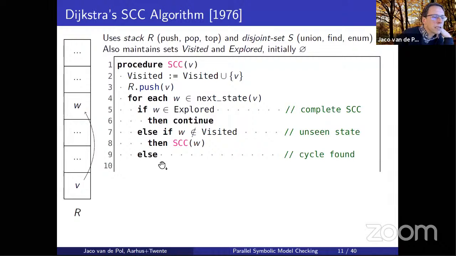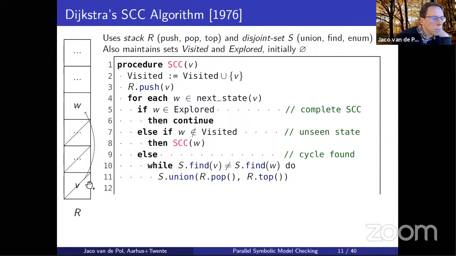And the third case is all the other stuff. So in the third case, we have a state that we have seen before, but it's not yet completed. But then it must be on the stack. So then this picture applies. So the successor W must be on the stack. So actually we found a cycle here because there is a path down from W to V and there is a cycle back. So we have found a cycle. What will we do? Well, we pop all this part from the stack until we get at this W. So while V and W are not yet equal, well, we take the union of the two parts of the stack. So we pop them one by one and take unions until we get to W.